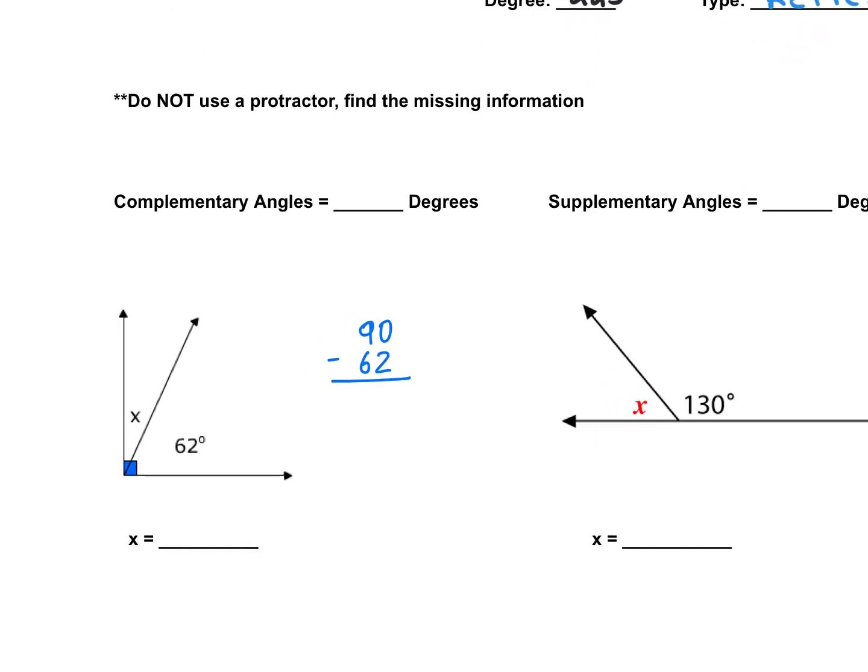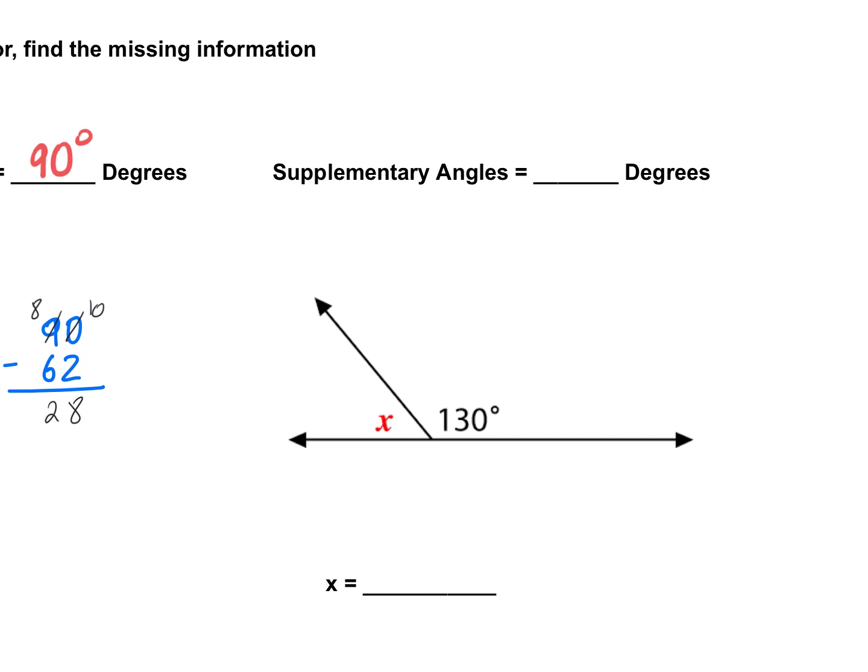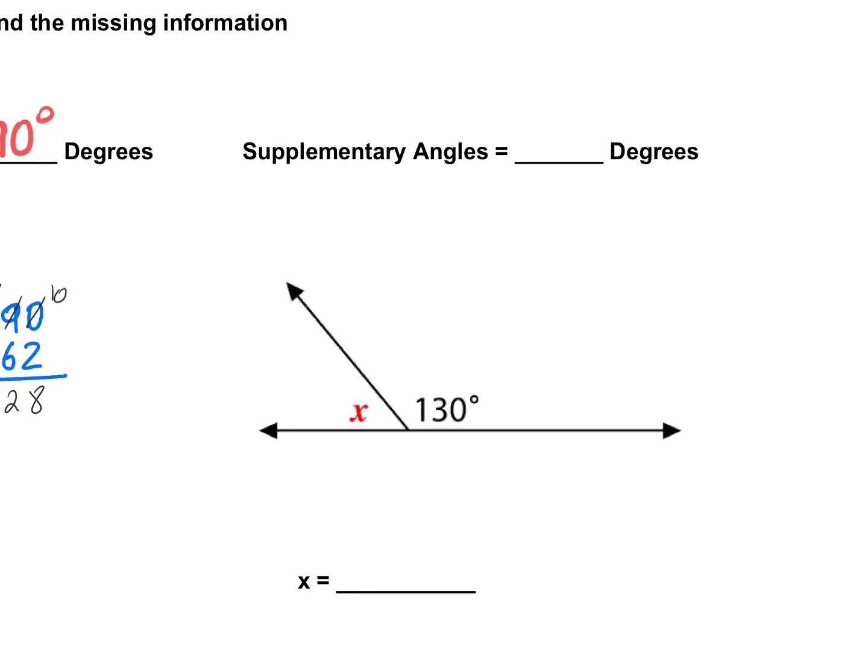Now, remember, complementary angles add up to 90 degrees. So on here, you should have subtracted 90 minus 62 to get 28 degrees. How many degrees do supplementary angles add up to? You should have gotten 180 degrees, and 180 minus the 130 gives me 50 degrees for my X here.